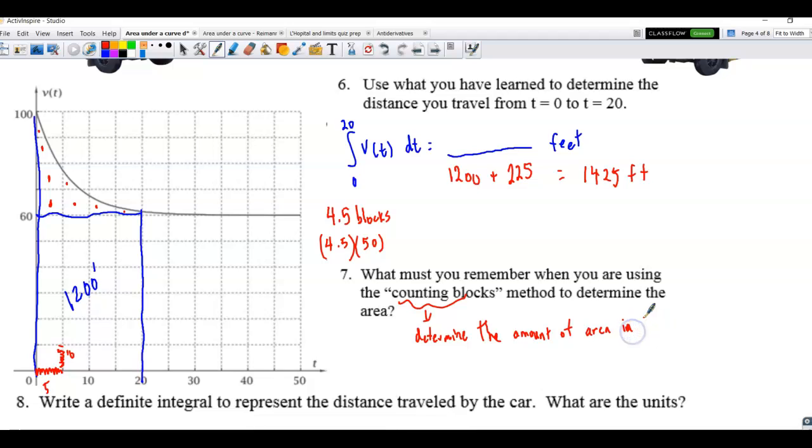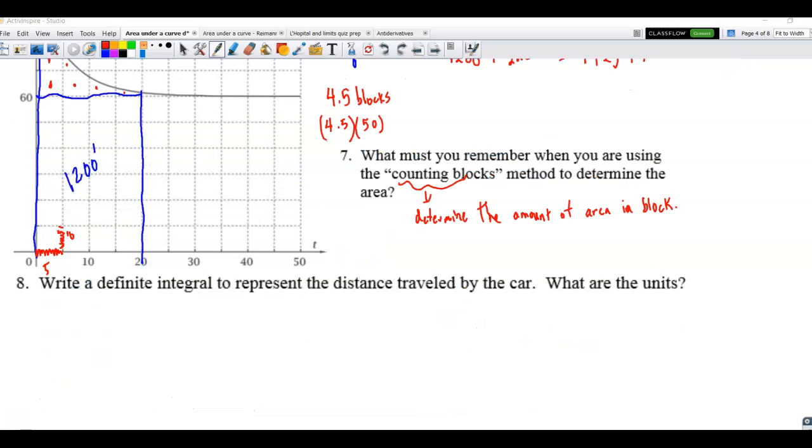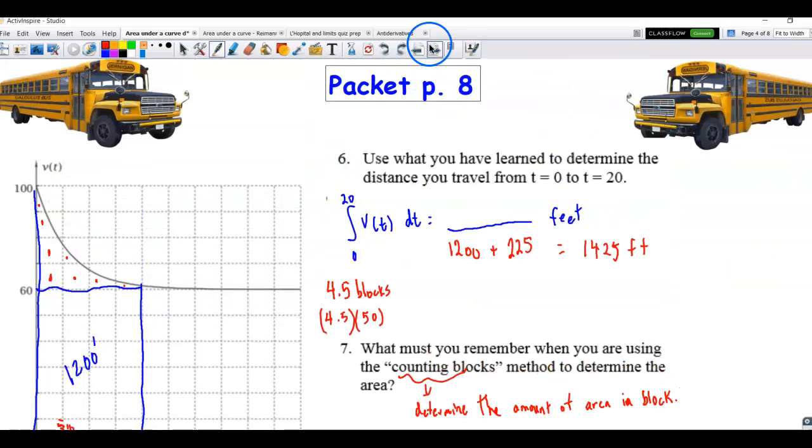The temptation is going to be to think that you're always dealing with 1 by 1s, but in most cases you actually are not dealing with 1 by 1s, so be careful with block counting. And nice, we've already completed number 8. We've already written our integral. We've already found the distance traveled by the car. So let's see what this looks like in practice.